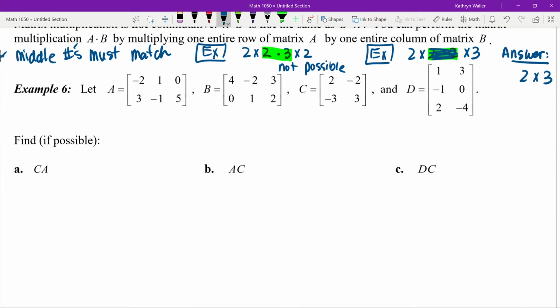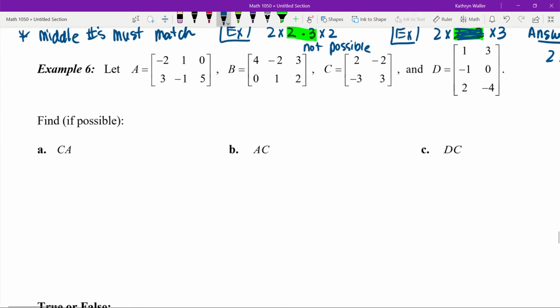Okay, so here are these 4 matrices. Let's start by writing the order of all of them, okay? So A is a 2 by 3, B is a 2 by 3, C is a 2 by 2, and D is a 3 by 2. You guys, listen right here. This is important as well.